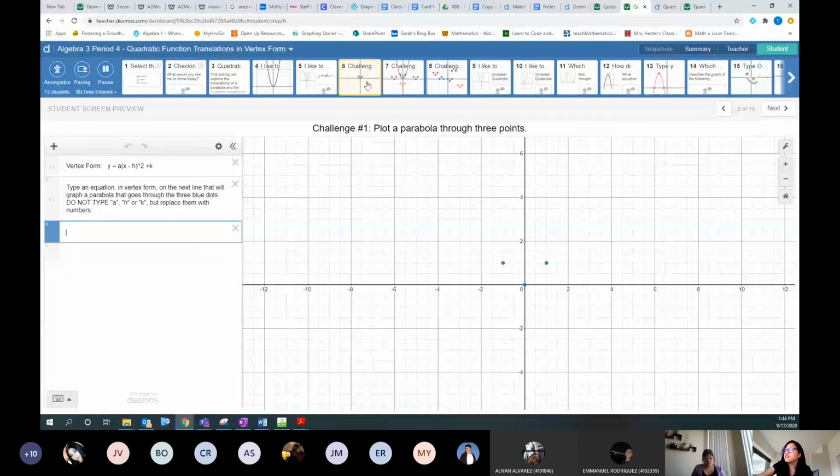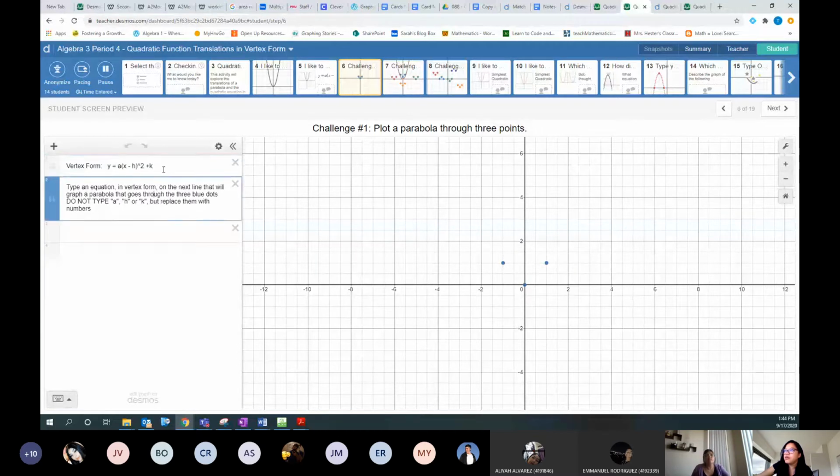So if you're in slide 6, these two lines here are just directions. And you would know that these are directions because of these two quotation marks. That means it's not going to graph, it's just telling you what the directions are. So the first line says vertex form, and this is the format. This form is called vertex form because we're always looking at the vertex. And here is the vertex for this graph, 0, 0.